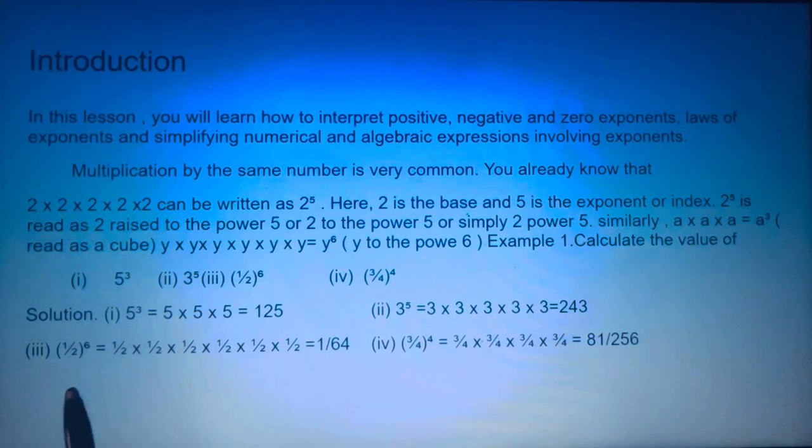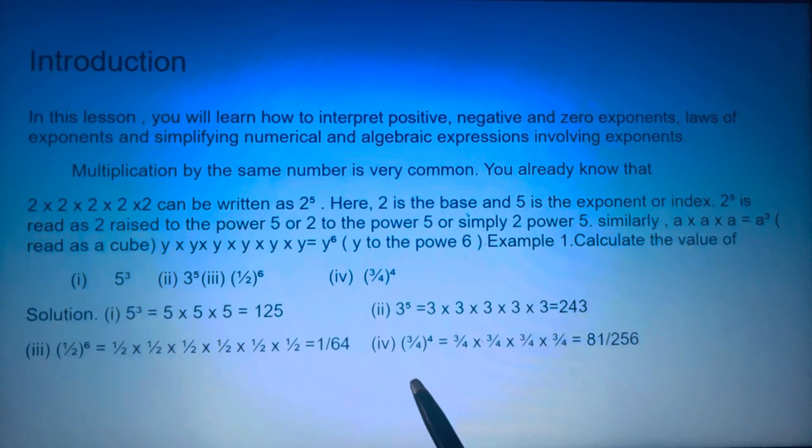Similarly, you see half raised to the power 6. Now, in the numerator all are 1, 1, 1. So 1 times 1 times 1 times 1 is 1. Now in the denominator you see 2 times 2 times 2 times 2 times 2 times 2. So when we multiply all this we get 64.